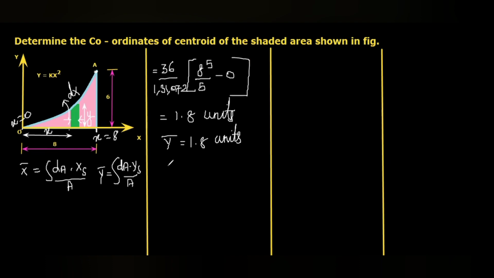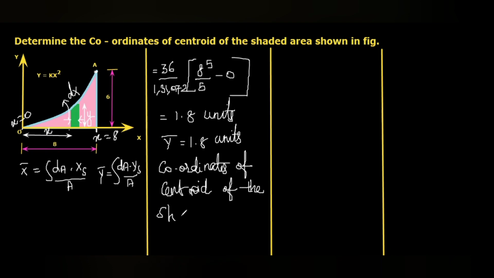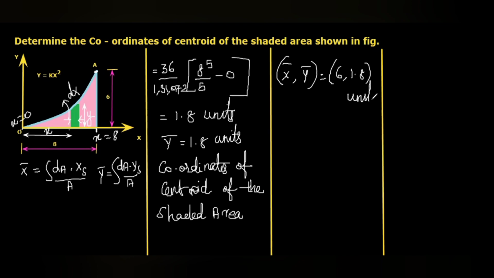So now the coordinates of centroid of the shaded area, centroid of the shaded area, that is x bar comma y bar. Here x bar we calculated 6 units, and then y bar 1.8 units.